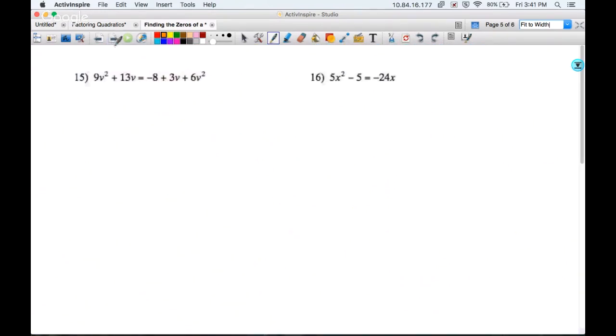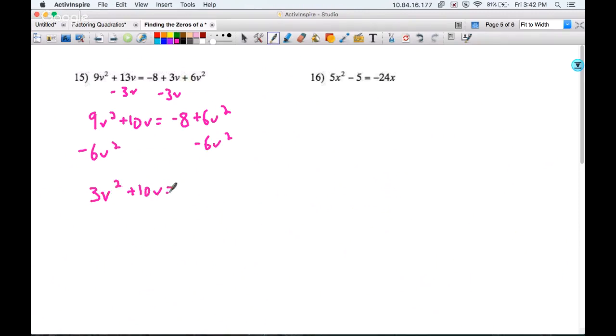All right, let's do another one of these. Let's do 15. 15 looks a little more complex. I'm going to start by getting all of my terms onto the left-hand side. I'll subtract 3v from both sides. Now I've got 9v squared plus 10v equals negative 8 plus 6v squared. Subtract 6v squared from both sides. Get 3v squared plus 10v equals negative 8. Add 8, add 8. 3v squared plus 10v plus 8.